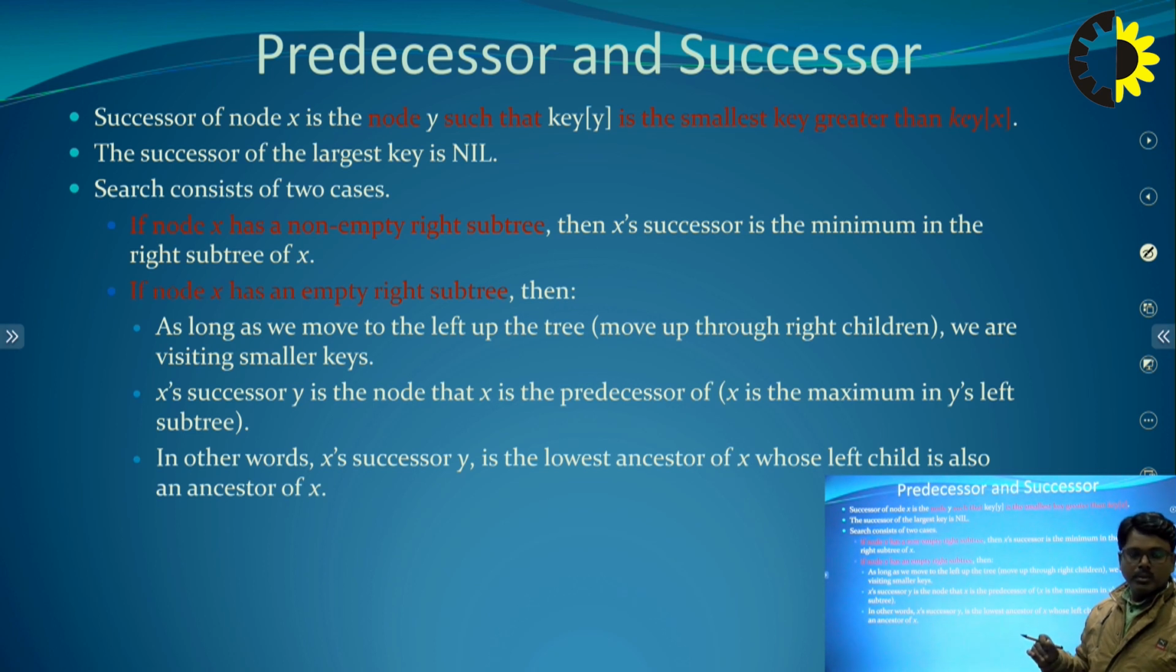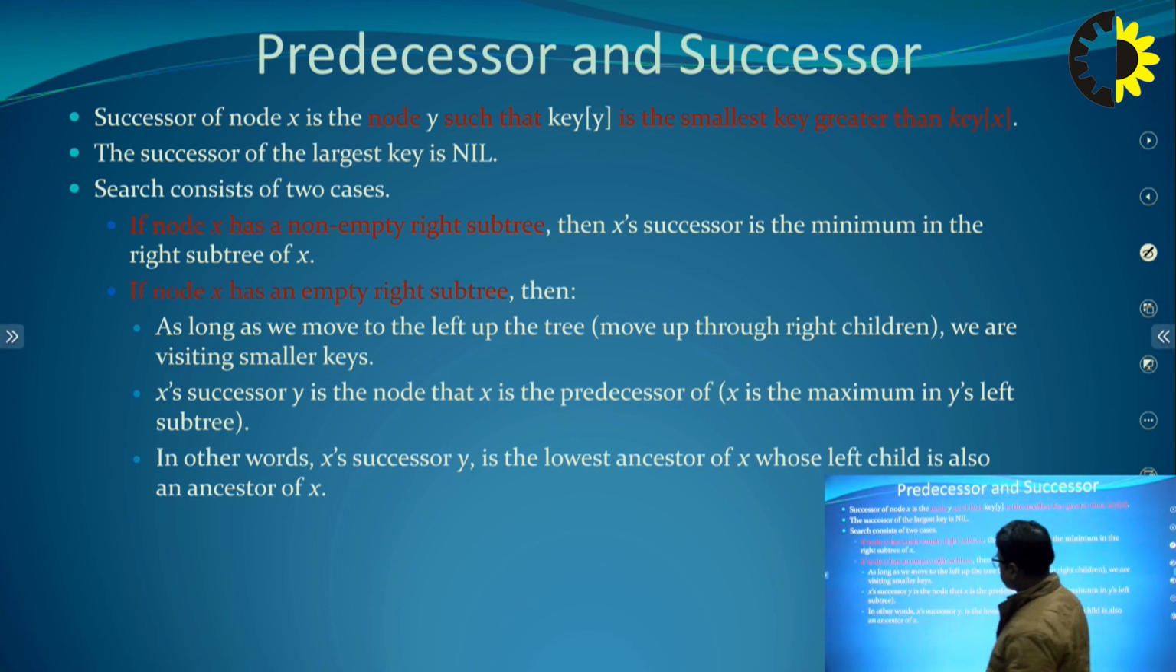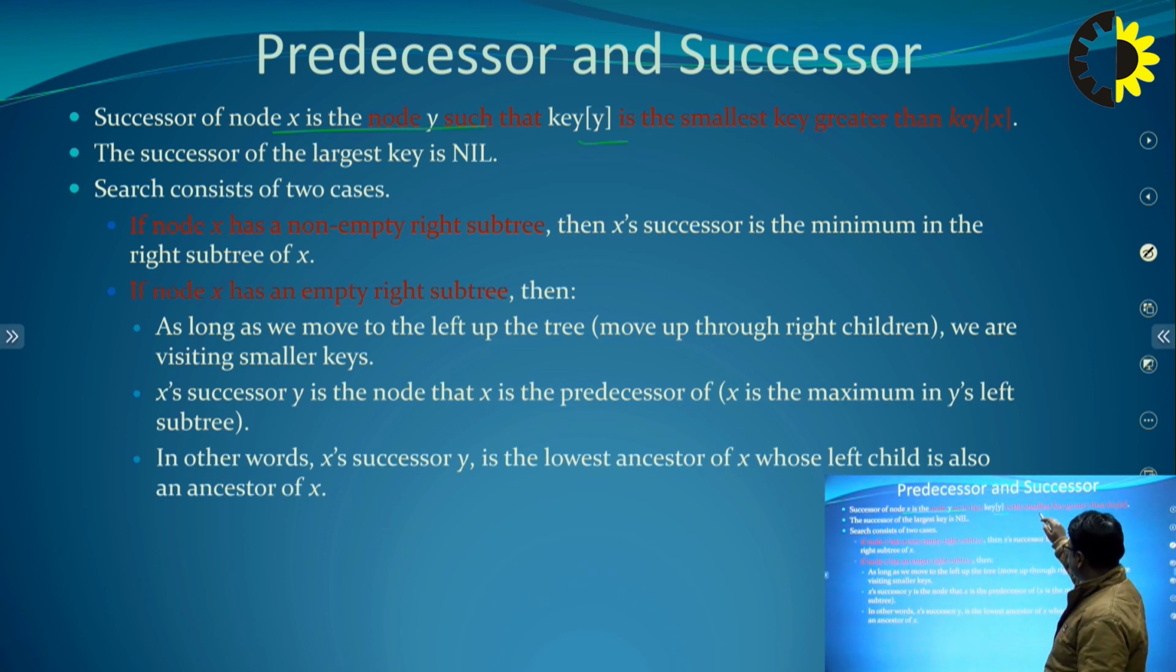Predecessor means whatever node is there, in the upward direction we have to search for the elements. Here, as per the definition, the successor of node x is a node y such that key y is the smallest key greater than key x. This is to be remembered here.